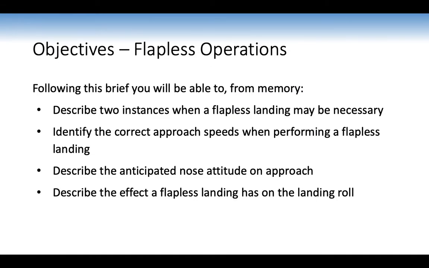So there's two objectives, they're both flapless and go-around. Following this brief, you'll be able to, from memory, describe two instances when a flapless landing may be necessary. So it's really important you can recognize these reasons in flight, then you can go ahead and land without flaps.